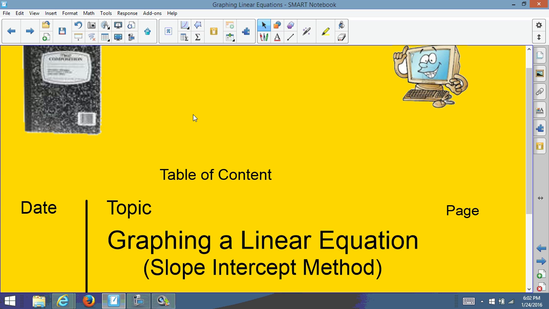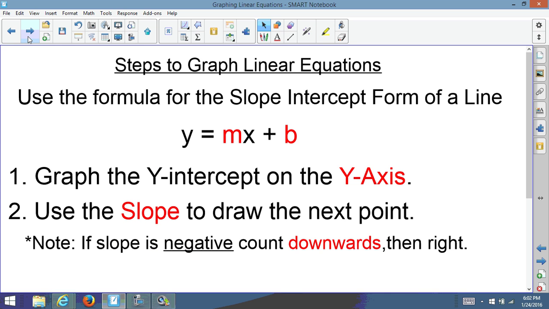We're going to be using the slope-intercept method to do that. So here are our steps to graph the linear equation. Use the formula for the slope-intercept form of a line, which is y equal mx plus b.